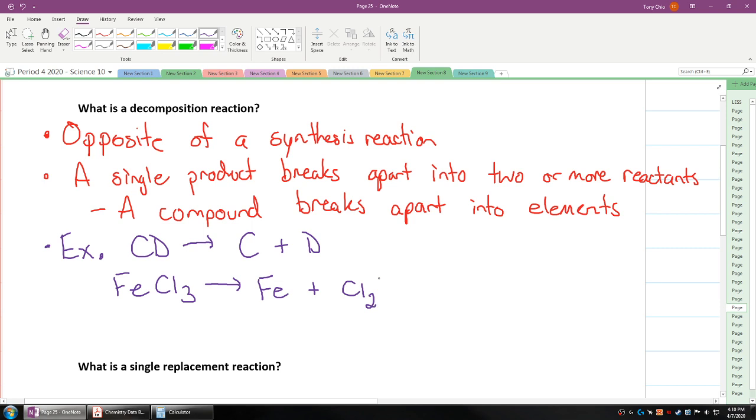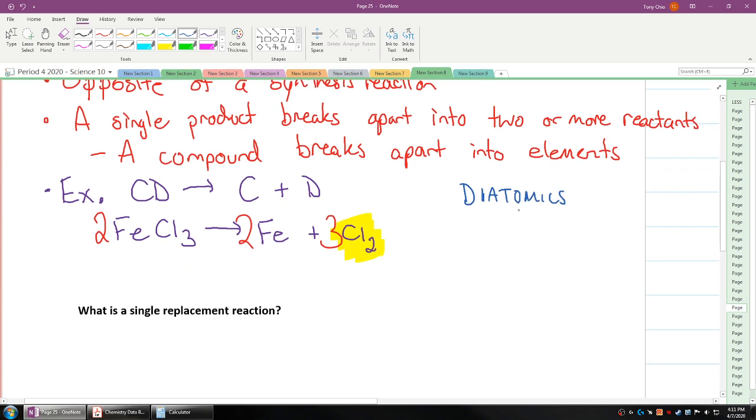Now, Cl cannot exist by itself. Cl is what we call a diatomic molecule. It means it can only exist in pairs in nature, which is why it's Cl2. Now, again, you want to make sure you balance out this reaction. But the reason why this is Cl2 is because of something called the diatomics. The diatomic molecules are elements that can exist only as pairs.